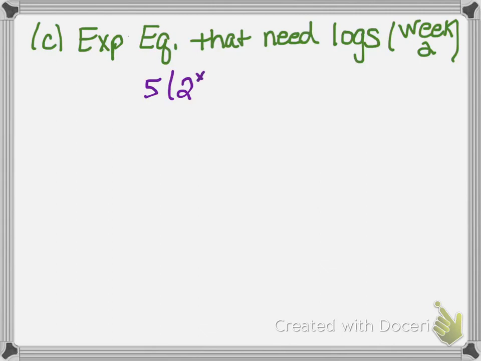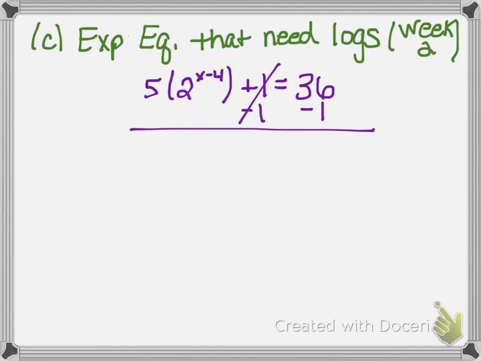Okay, so the example that I'm going to do for this one is 5 times 2 to the power of x minus 4 plus 1 is equal to 36. And of course, with these types of equations, your first step technically is to isolate the exponential. So you want the base and the variable or the exponent isolated. And so my first step in this case entails subtracting the 1 and also dividing by the 5. So that's what I'm going to do.